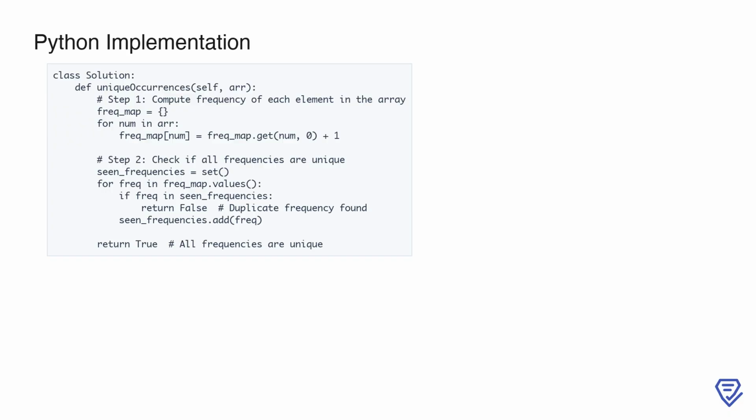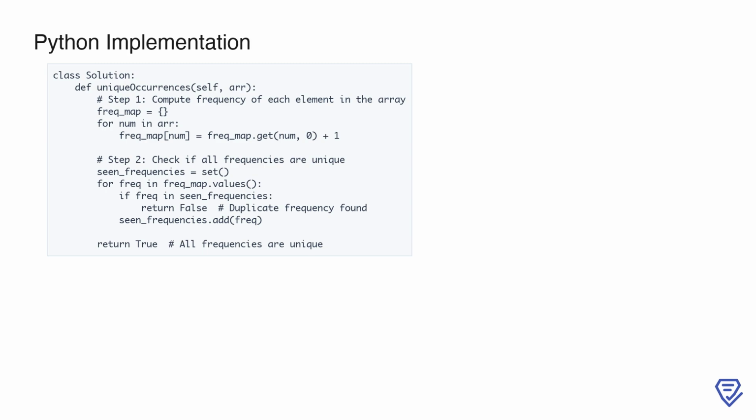Step 1. Frequency calculation. The first step involves computing the frequency of each number in the array. This is achieved using a dictionary, frequency_map. The loop iterates through each number in the array, updating the dictionary to count occurrences. The get method ensures that if the number is not already in the dictionary, it starts with a count of 0.